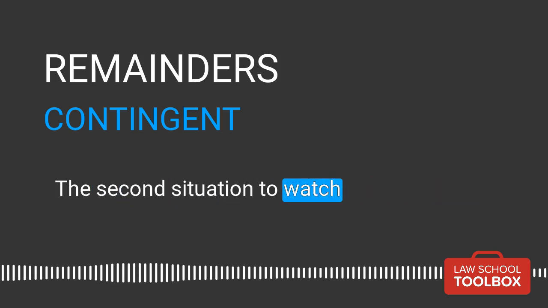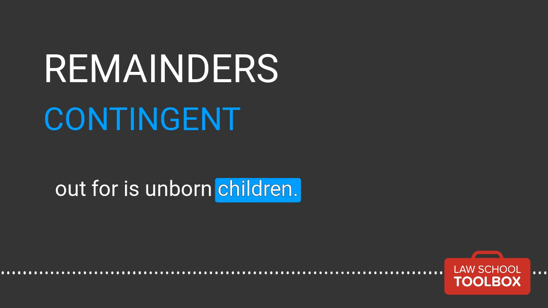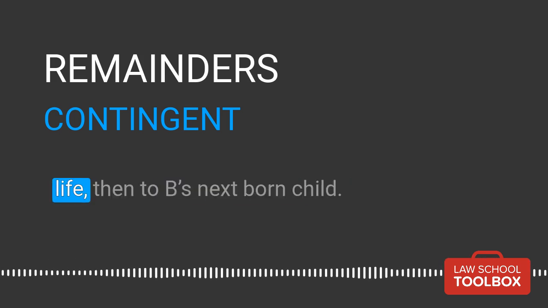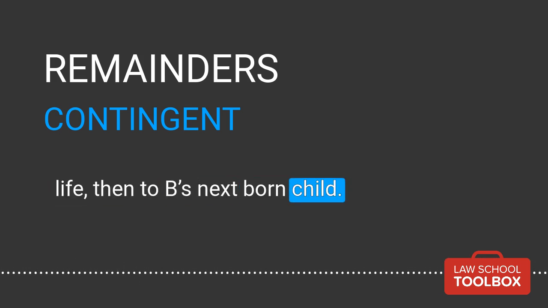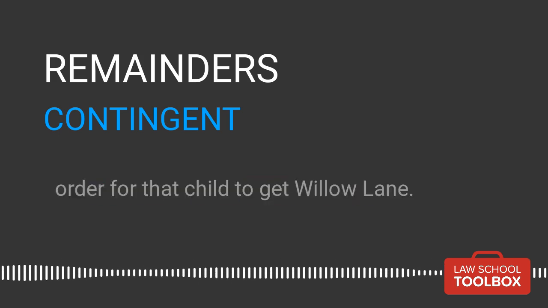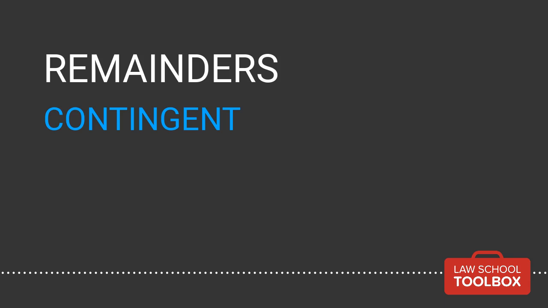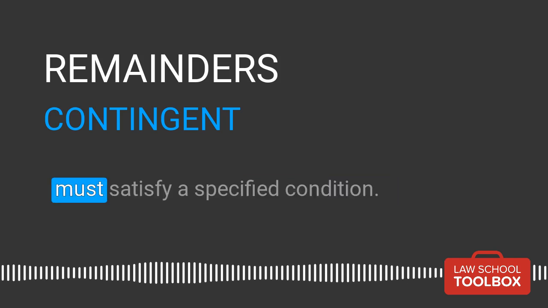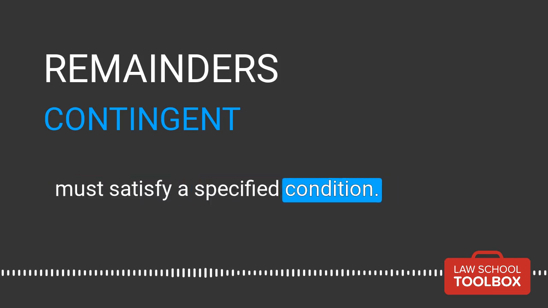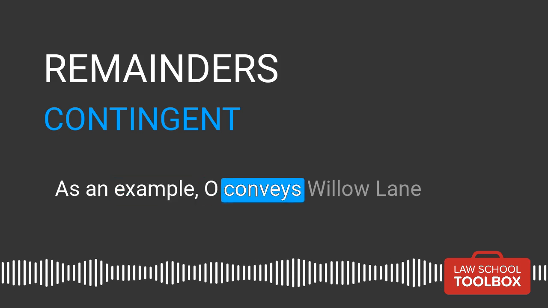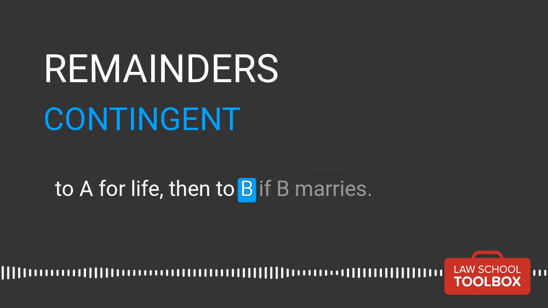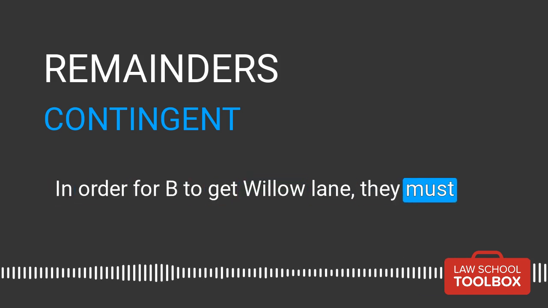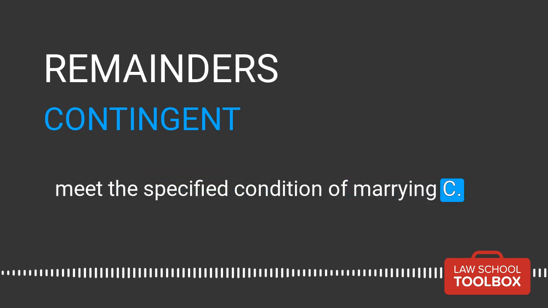The second situation to watch out for is unborn children. So let's change the above example up a bit. O conveys Willow Lane to A for life, then to B's next born child. B must have a child after A dies in order for that child to get Willow Lane. Lastly, there may be a contingent remainder where, as described above, the grantee must satisfy a specified condition. As an example, O conveys Willow Lane to A for life, then to B if B marries C. In order for B to get Willow Lane, they must meet the specified condition of marrying C.